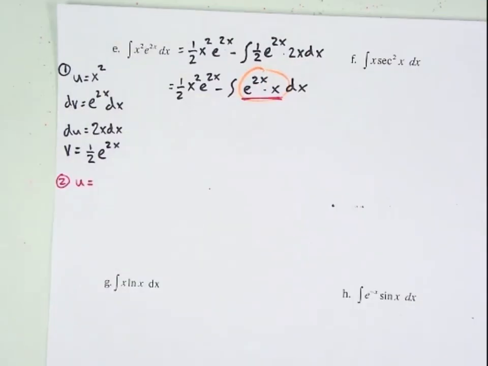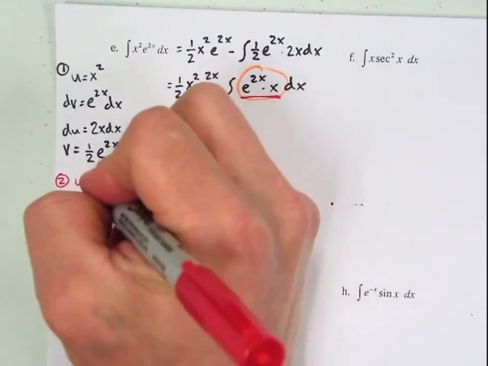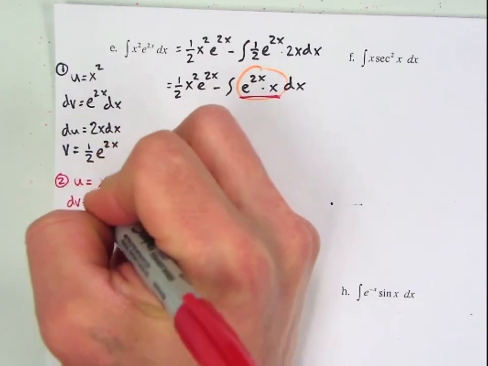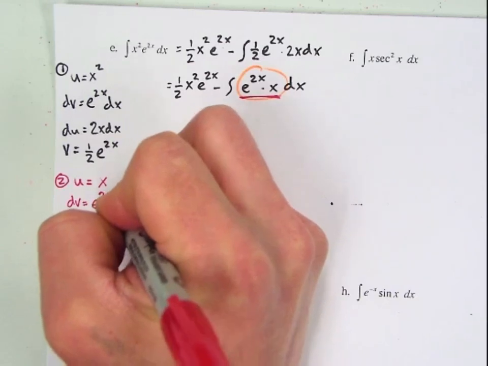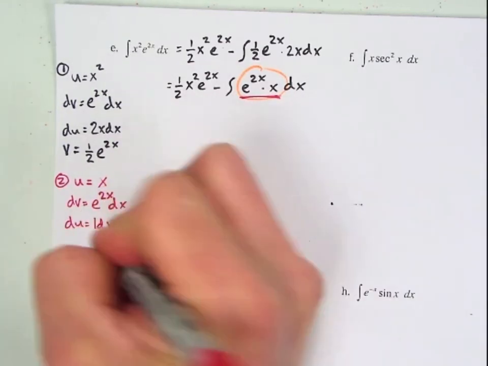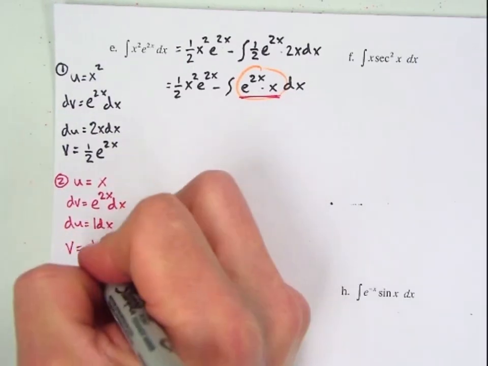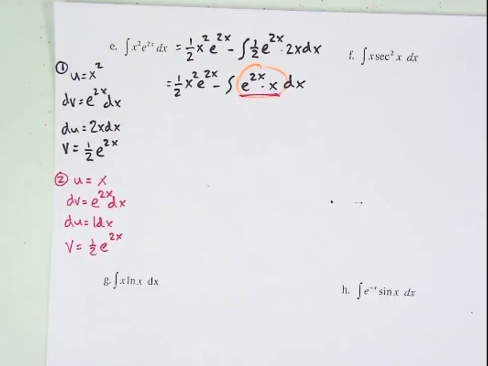So here u is going to be x. dv is e to the 2x dx. To integrate that, we just throw it in. And notice the integration is the same, except the x turns into a 1. So it simplifies it down.